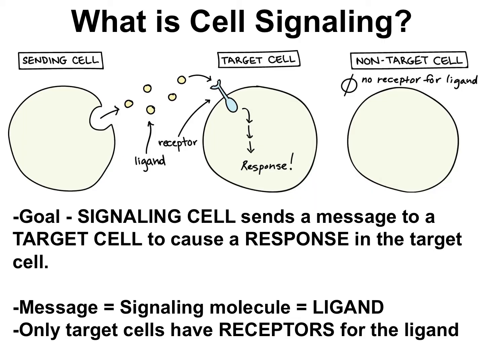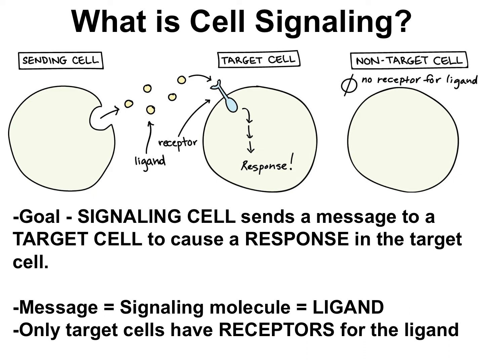Cell communication, or cell signaling, is just what it sounds like. One cell, a signaling cell, like this cell to the left, sends a chemical message to a target cell, like this cell on the right, to elicit a response or change in behavior. The chemical message used for communication is called a signaling molecule, or ligand. The ligand binds to our receptor once the ligand reaches the target cell.